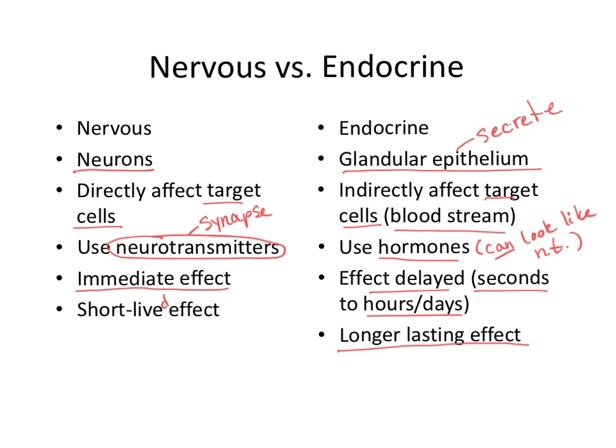Now, this overview of nervous versus endocrine is not something that I typically ask a short answer question about. I could, but I usually don't. But you should be able to think of this and think about how your sympathetic nervous system, for example, uses both nervous control and endocrine control to effect all of those different changes associated with it.